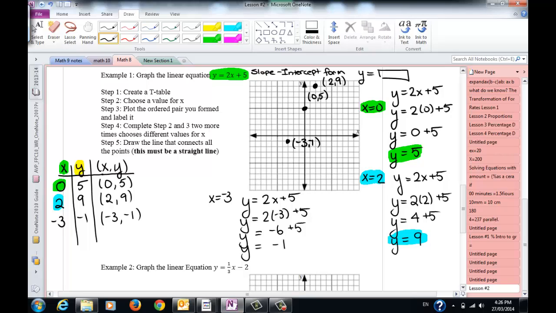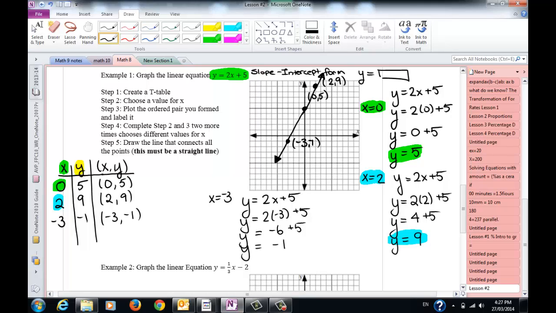Alright, so we've plotted that, and now it says draw the line that connects all of the points. Notice that all my points are in a straight line. If you get to this step and they're not in a straight line, then you haven't done it correctly. Okay? Every linear equation is going to create a straight line. If you don't have a ruler, it's okay. I don't have a ruler. I'm trying to do it the best fit I can. Try and make it look as straight as you can.